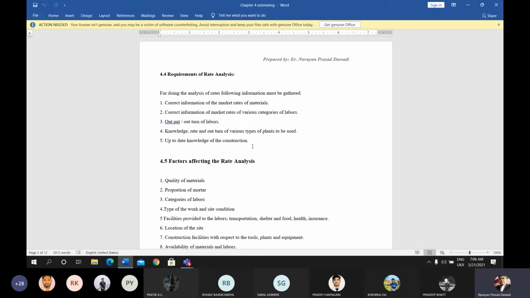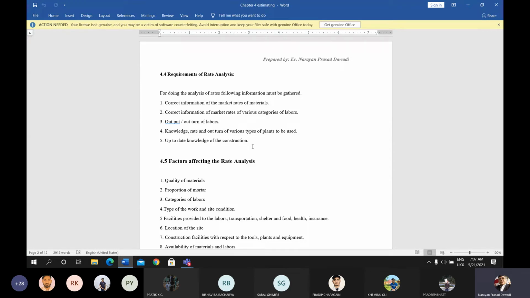That means we should have the district rate of different materials, different labors, different tools, plants, equipments, transportation rate, etc. That is mentioned in the district rate prepared by the district rate committee annually. That district rate must be known. The correct information of market rate of various categories of labor must be known, which is also mentioned in the district rate.